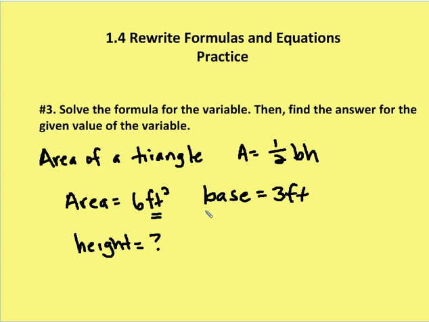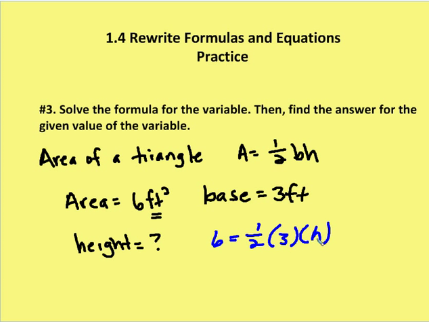Now make sure that when you're using values for these formulas, that you're putting in the proper units so that they're either the same or they are as they should be in the formula. So in this case, we have the units are in feet, so our result in height will be also in feet. So now I have the area, which is 6 feet squared, is equal to 1/2 of the base, which is 3 feet, times the height.